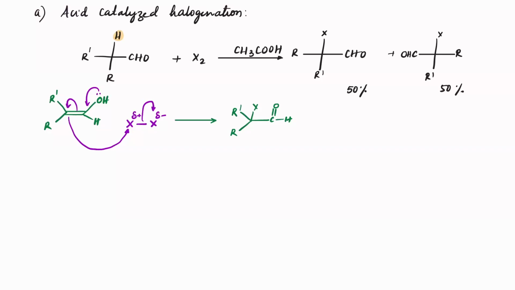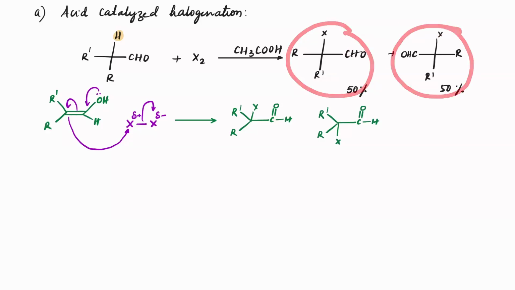Sorry, please check this. So X could get added up here, and again that X could be added from both ends, from the top also and from the bottom also like this. Hence, again I'll get 50% and 50% racemization. This time alpha hydrogen is replaced by halogen.